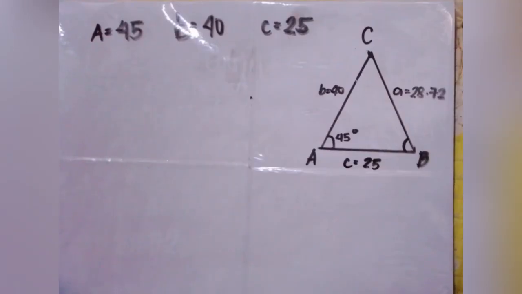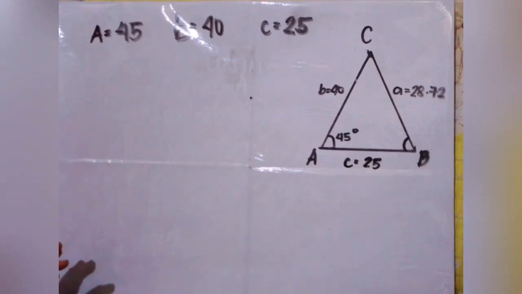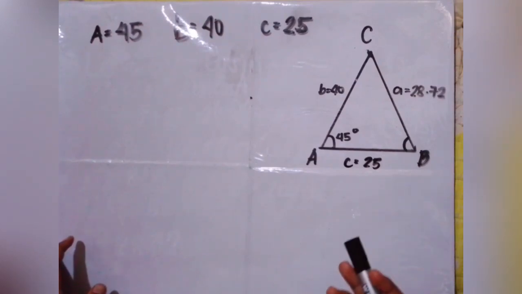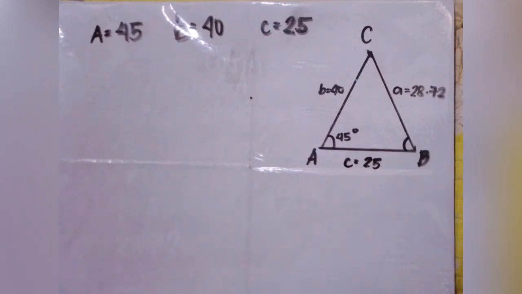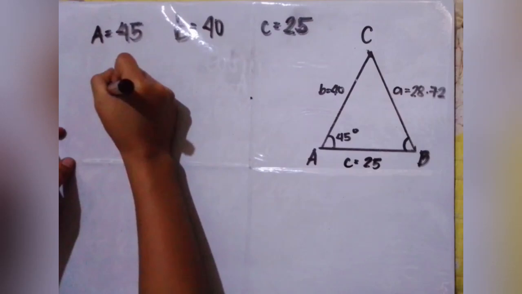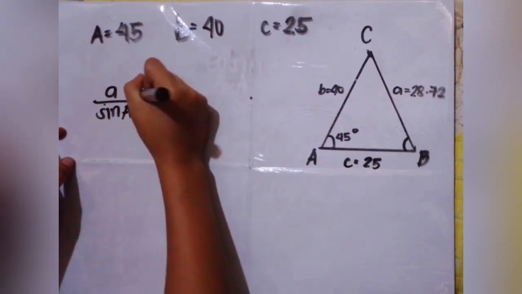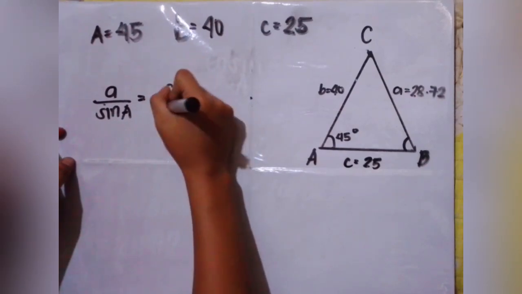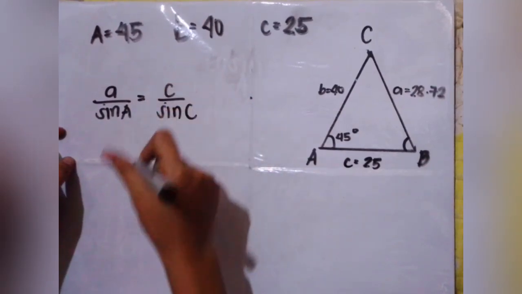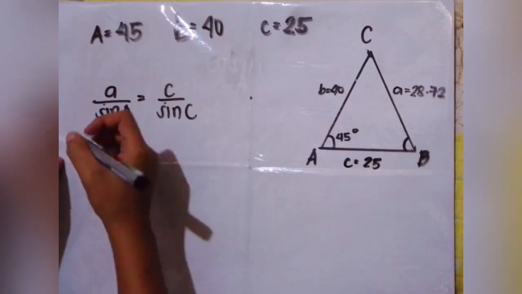Now, we are going to use the law of sines to find the angle opposite the shorter of the two given sides. This angle is always acute. The shorter of the two given sides is side C equals 25. Thus, we will find the angle C. So, A over sine A is equal to C over sine C. Then, we will substitute the given values.